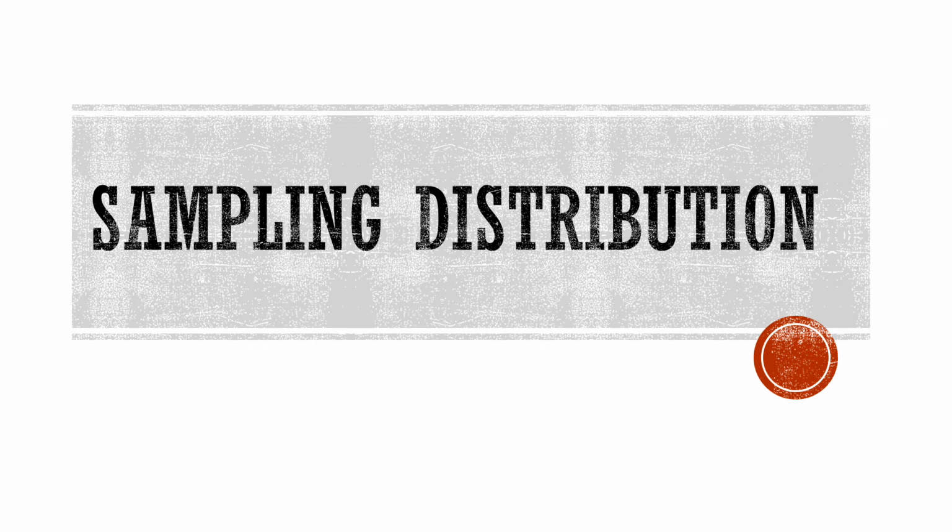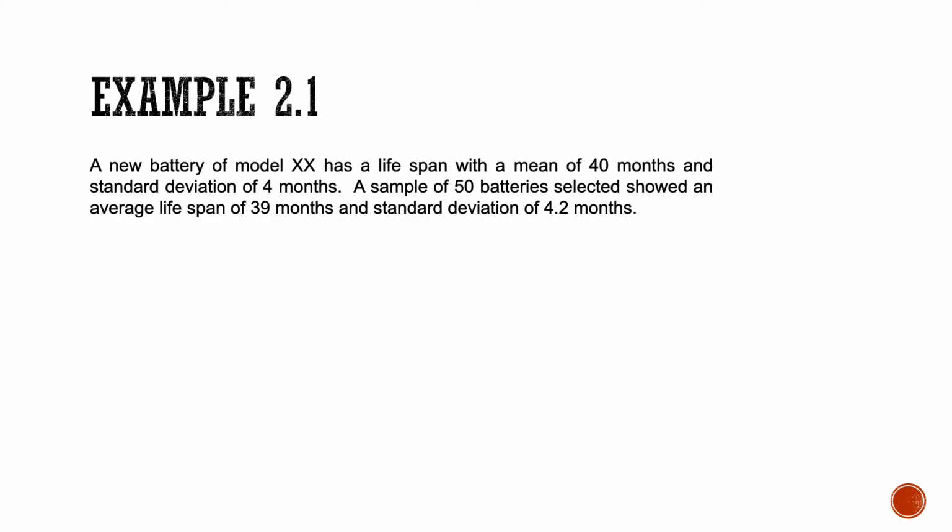Okay, now we want to look into the example for sampling distribution. Look at example 2.1. A new battery of model X has a lifespan with mean 40 months and standard deviation of 4 months. A sample of 50 batteries selected show an average lifespan of 39 months and standard deviation of 4.2 months.